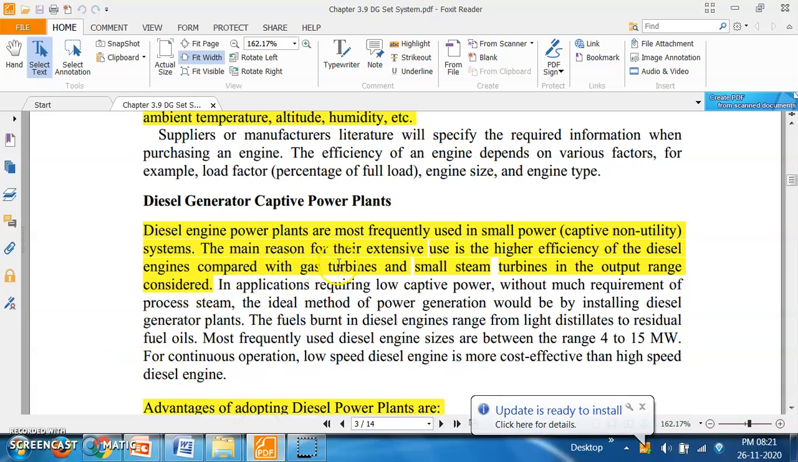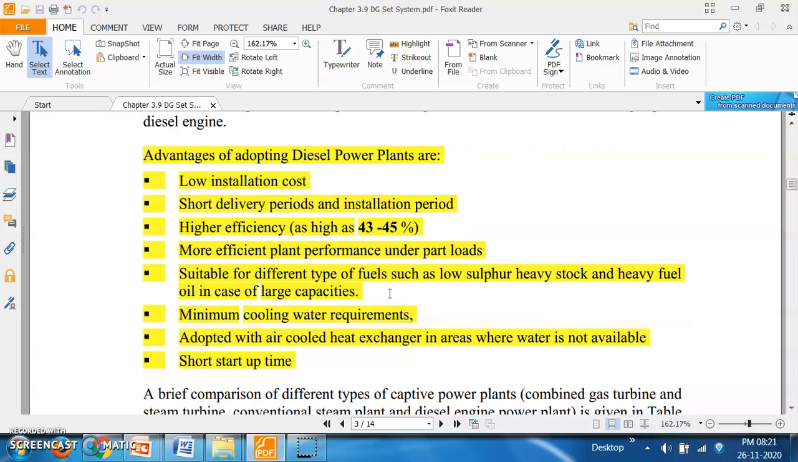The main reason for this extensive use is the higher efficiency of diesel engines compared with gas turbines and smaller size steam turbines in the output range considered, right? That is the main purpose. And what are the advantages of adopting diesel power plants? The installation cost is very minimum, since the space required is very minimum, and you can ship the diesel power plant from one location to another and install it easily. There is a short delivery period and installation period.